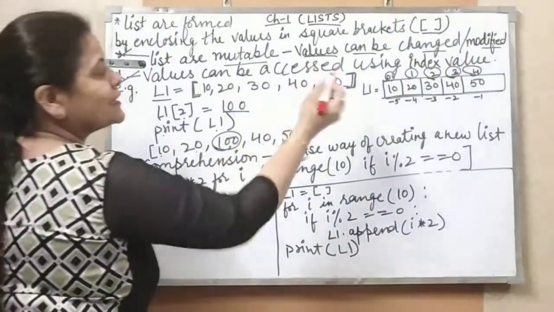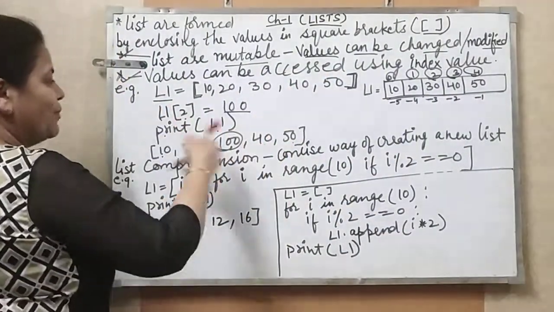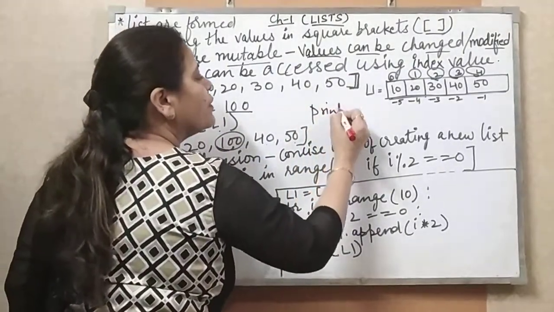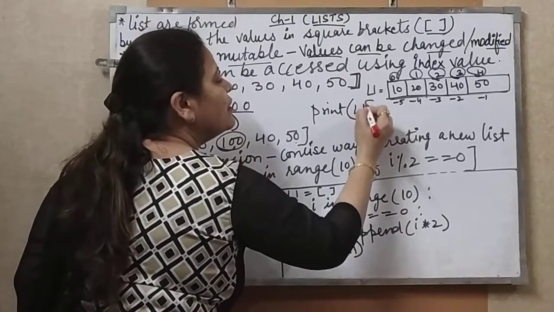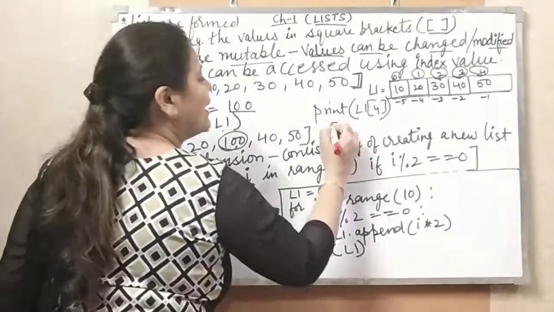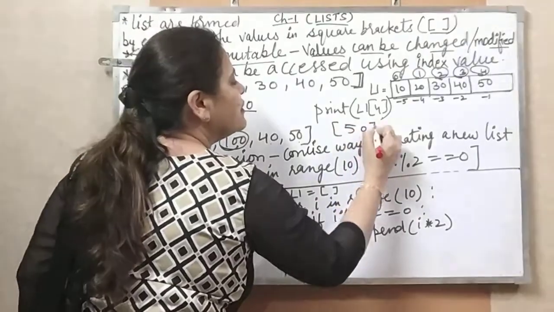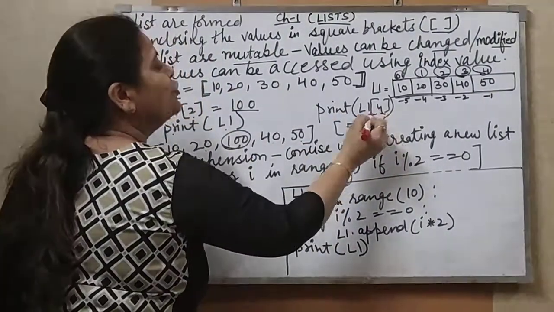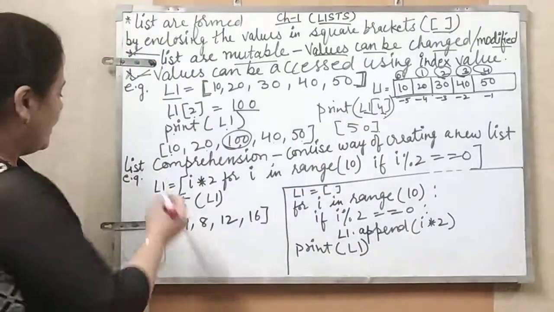Now, if I want to access any of the index values from my list, then I can write print L1[4], which means it will give me the value as 50. I have to display the fourth index value of my list L1.